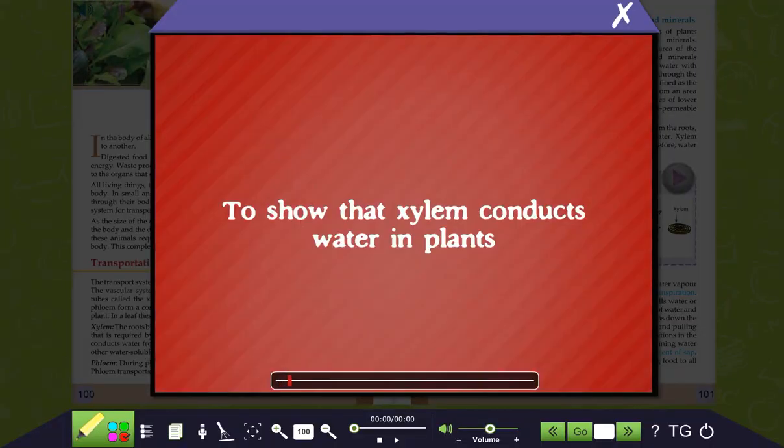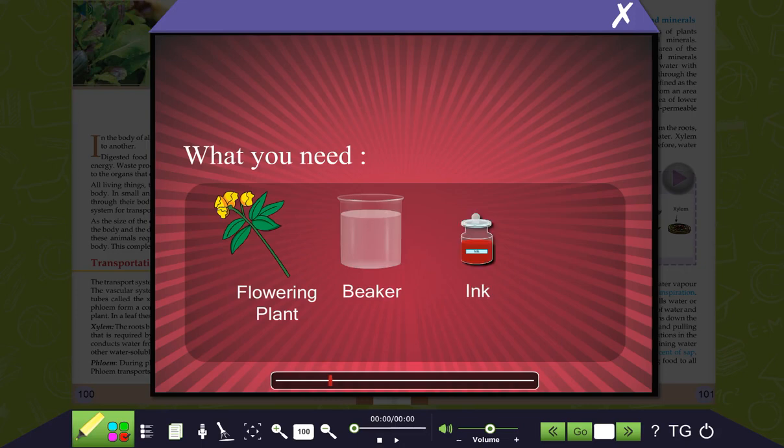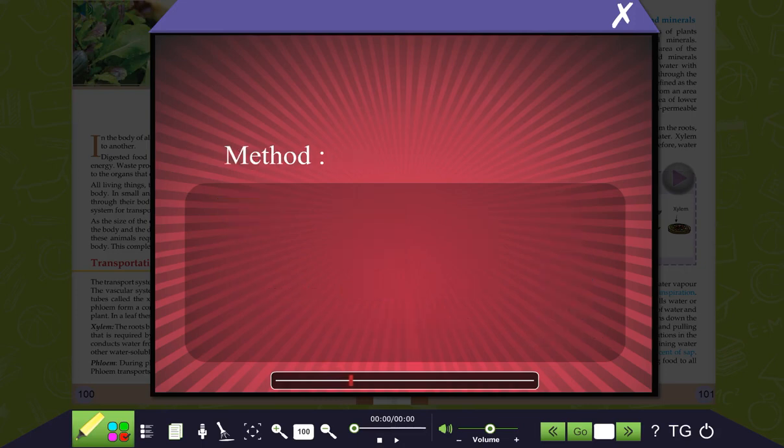Activity 1. To show that xylem conducts water in plants. What you need: flowering plants, beaker, water, red ink, microscope, knife. Method. 1. Take a branch of a flowering plant and put it in a beaker containing water with some red ink. 2. Leave the branch immersed in water for half an hour.